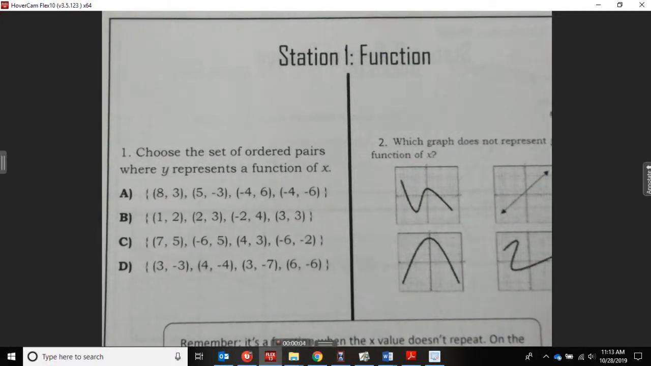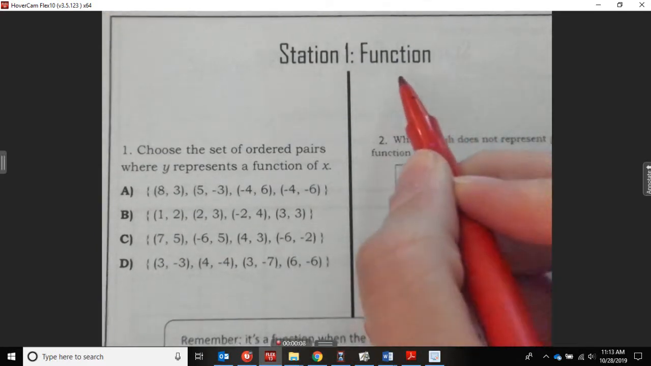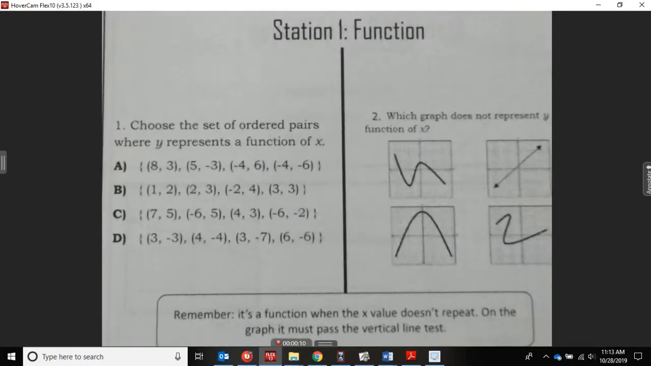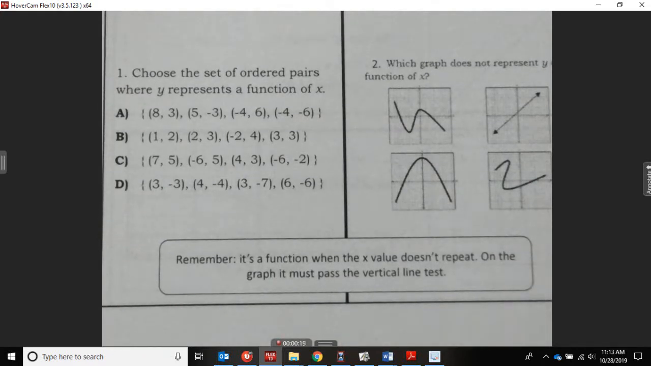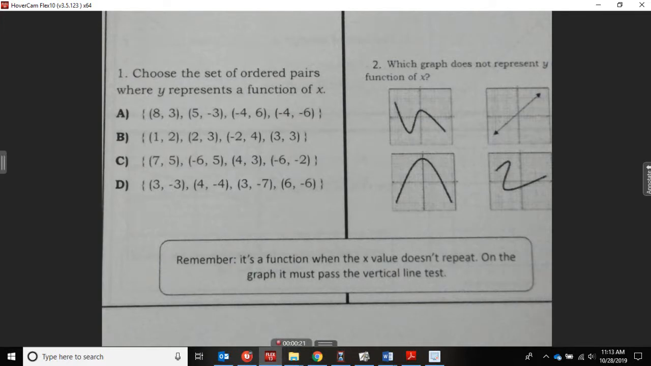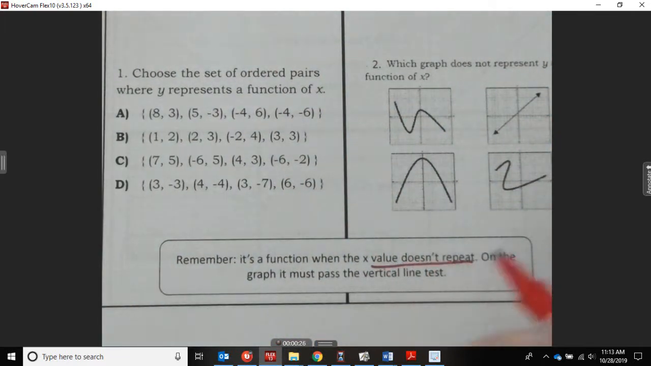All right, we're going to review for your 6-week test, and the first station was talking about functions, and we put a little hint here that it's a function when the x value doesn't repeat, or on the graph it must pass the vertical line test. So number 1, choose the set of ordered pairs where y represents a function of x. So we're looking for when the x value doesn't repeat.